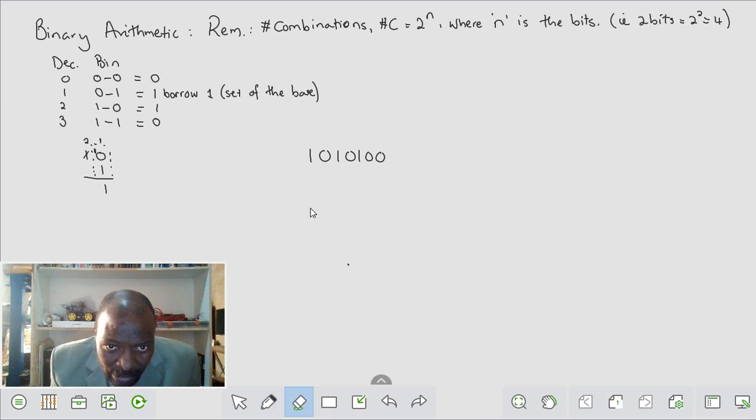I'm going to delete this one and instead put a 0 here. I want an example that will highlight something that I want to show you. I've got 3 zeros here, a 1, 2 zeros there, a 1, and a 0 there, and a 1 there.